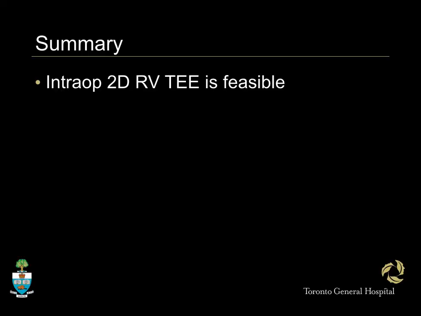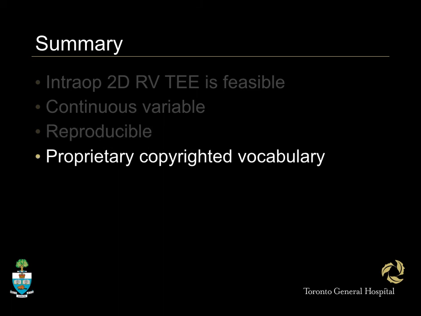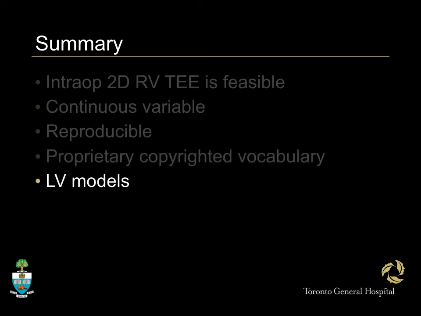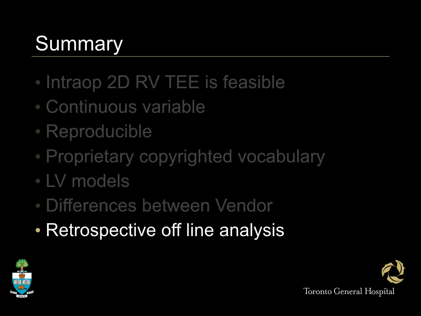So in summary, I think that 2D RV strain based on TTE is feasible. It gives us a continuous variable. It's reproducible. There's a confusing proprietary copyrighted vocabulary, so each vendor calls things differently. In most vendors, we apply LV models to the right ventricle, so the numbers we get don't account for the geometry of the right ventricle. There are slight differences between vendors, and we are lucky to have softwares that allow us to do offline analysis and retrospective studies on large databases.